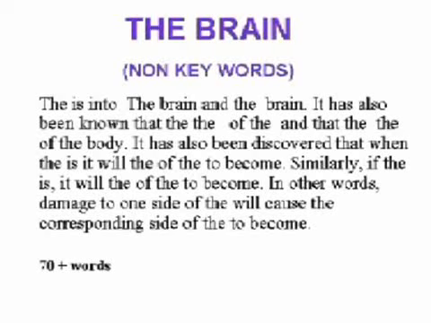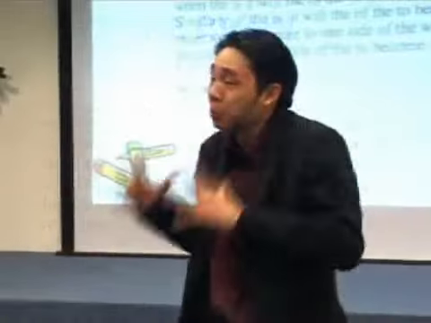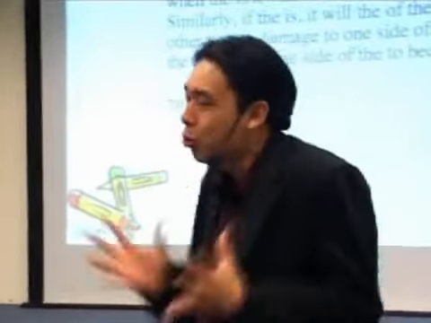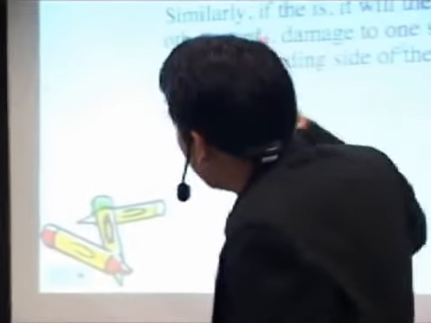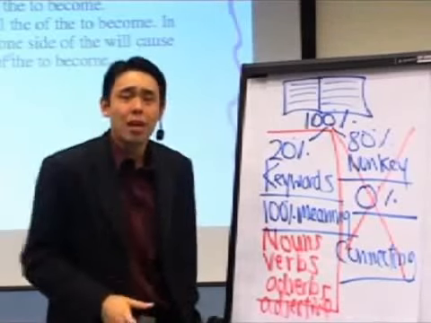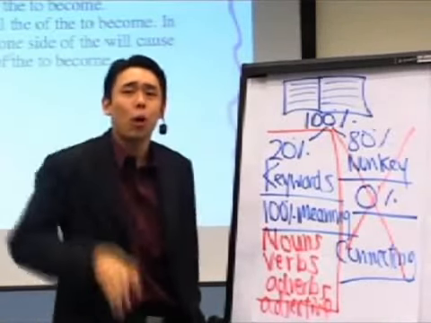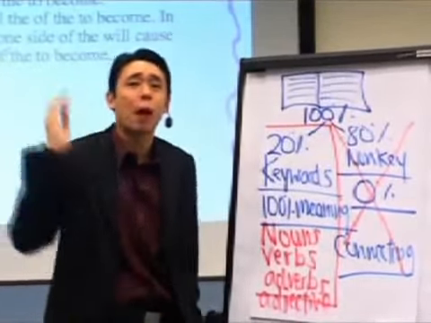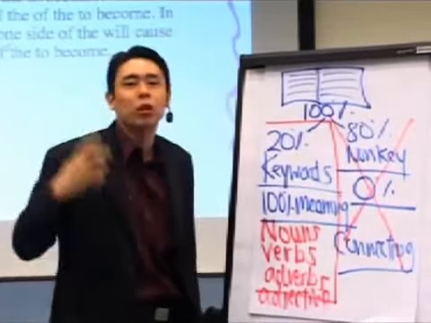In other words, damage to one side of the will cause the corresponding side of the to become. Alright? Now, how much of that do you understand? The answer is absolutely nothing. You understood nothing, at zero meaning. But you know what? It took out 70 plus words in the entire passage. So what does this mean? This means that every time you read a textbook, every time you revise from your teacher's notes, you are wasting 80% of your time reading rubbish that has got no meaning to the passage whatsoever.